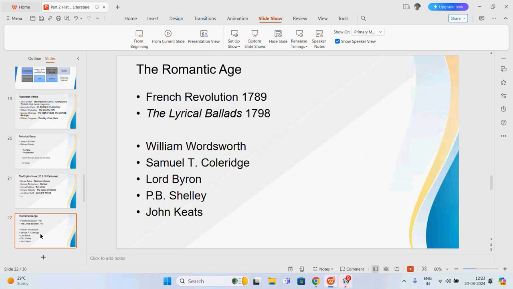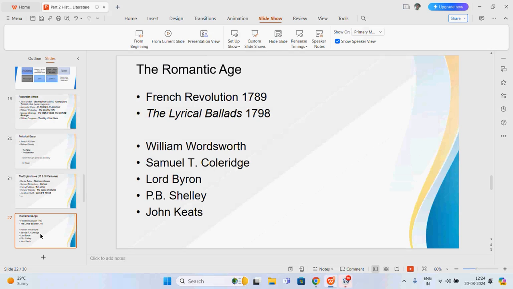Another major period in the history of English literature is the Romantic Age. This is basically the age of poetry. Two important events that mark the beginning of the Romantic Age are the French Revolution. We can say that the Romantic Age was introduced into English literature with the French Revolution, which broke out in 1789, or to be more specific, we can say that the Lyrical Ballads is the collection of poems by William Wordsworth and Coleridge.